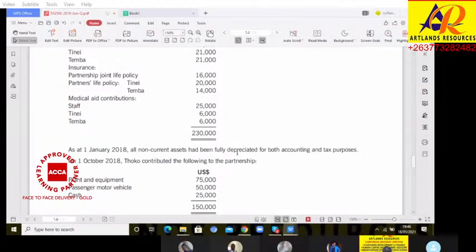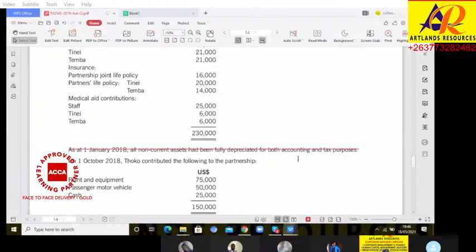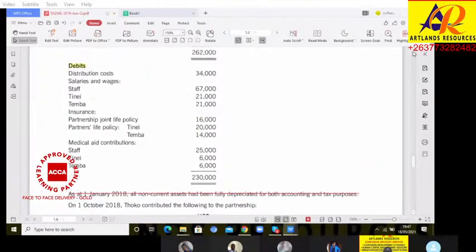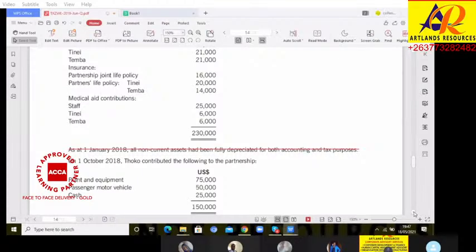As at 1 January 2008, all non-current assets were fully depreciated. For the 9 months from January to September, there are no capital allowances, because the assets were fully depreciated both for accounting and for tax. So there was no depreciation and the carrying amounts of assets were zero.